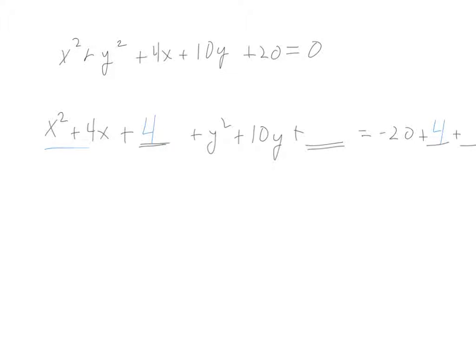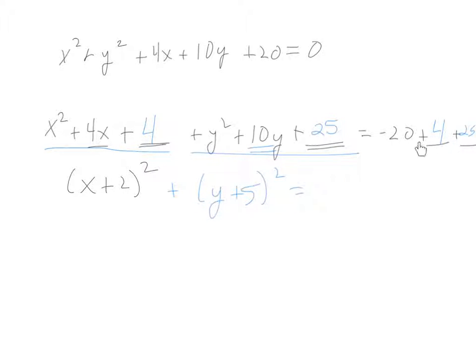That's going to allow me to take this portion of this side of the equation and rewrite it as x plus whatever half of this thing is, squared. Then I'm going to look at this thing. I want to put a number in here so that I can write this as a binomial squared. So I'm going to take half of this 10, which is 5 of course. Squaring that will give me 25. So I'll put a 25 here, and I'll balance that out by putting that on the other side. And then this can be rewritten as y plus 5 squared.